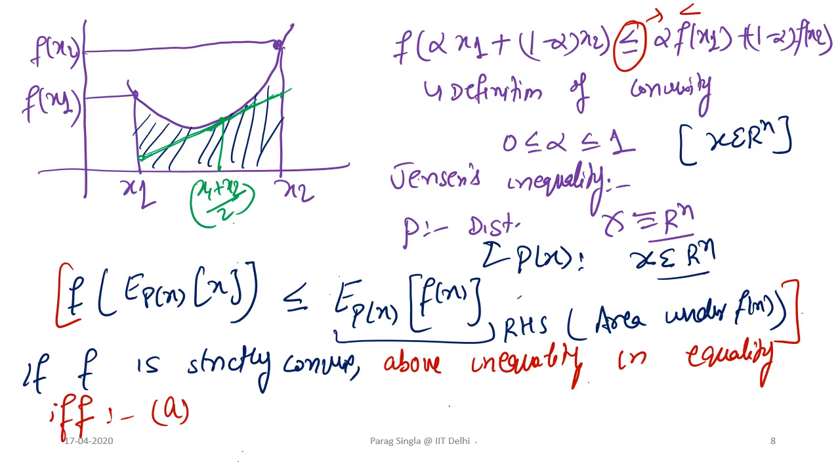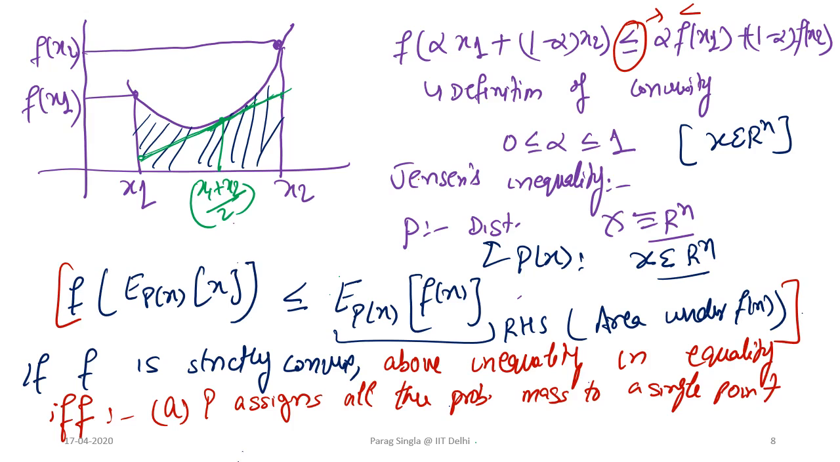The first condition is that p assigns all the probability mass to a single point, or, which is more important for us, that f is a constant function.